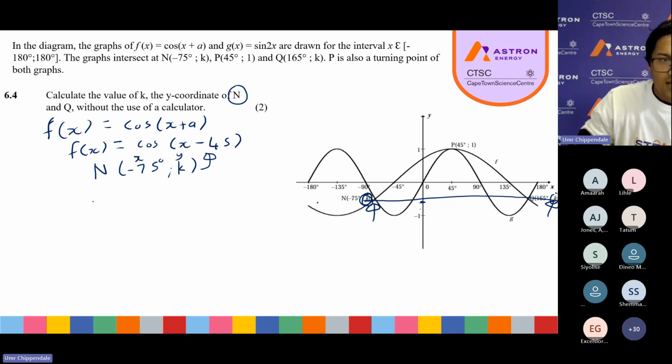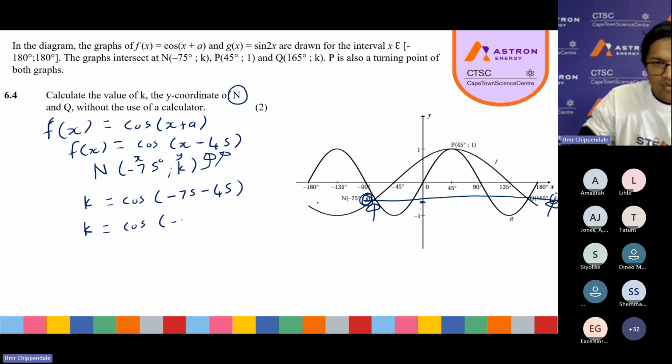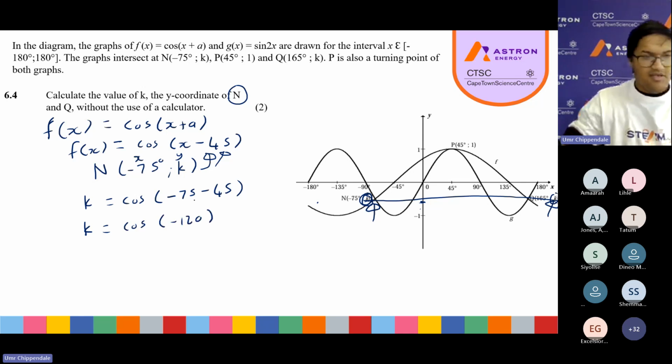Our y value was just k, so that's going to be k is equal to cos. Our x value was negative 75 minus 45. Remember, I'm just plugging it into this formula here. And this is where I'm getting these values from. So when we type this in our calculator, k is equal to negative 75 minus 45, which is cos of negative 120. Right? So that's that over here.